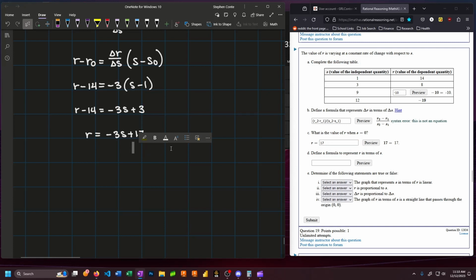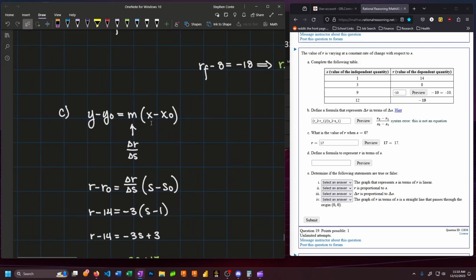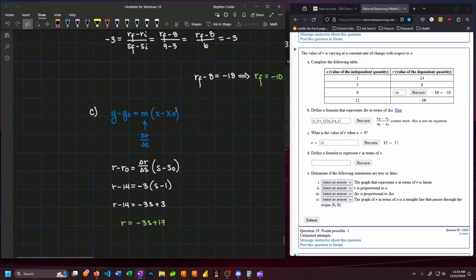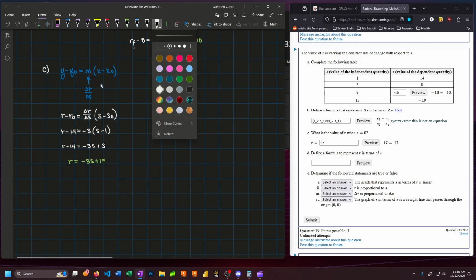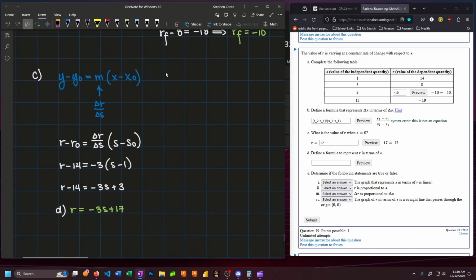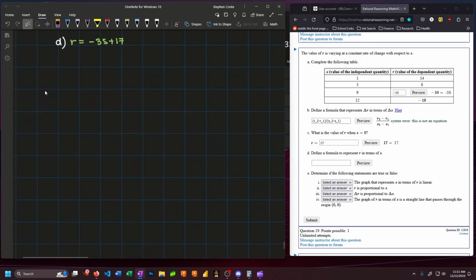D is asking us to find a formula to represent r in terms of s. That's what we just did using point slope formula, so we actually kind of went a step ahead, which is completely fine. So C is, actually this is going to be D, right? We can say that C is going to be r of 0, which is equal to 17.